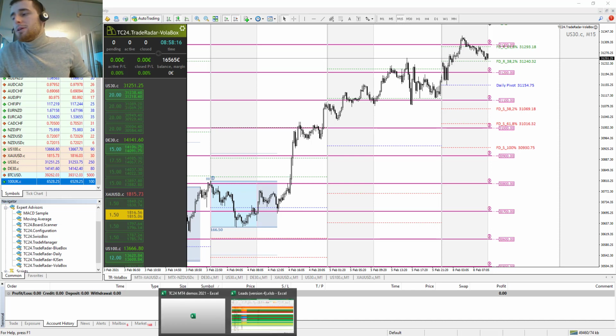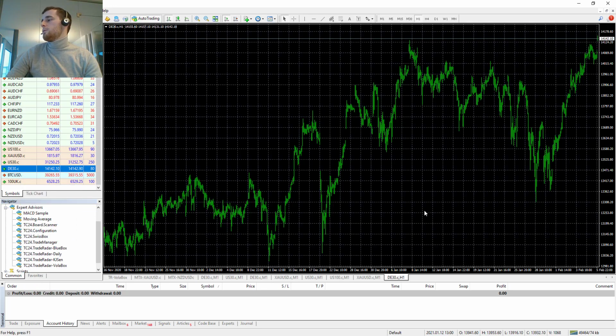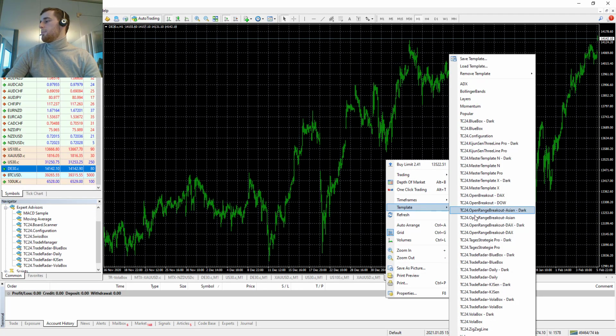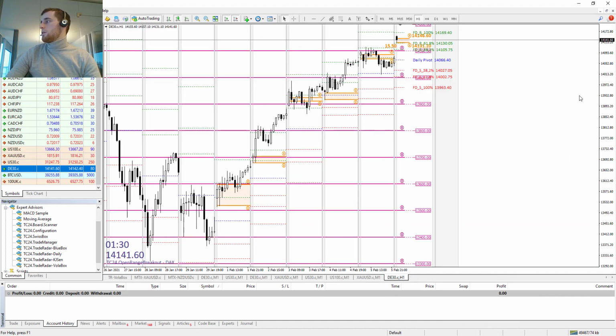So today we're going to be doing our DAX morning opening trade. As usual, go to our DAX chart here on the left, open up a new window, right click, down to the templates, open range breakout DAX. Bring our chart into vision.